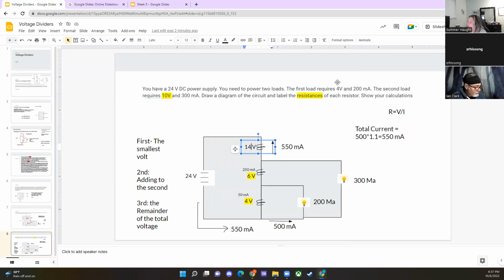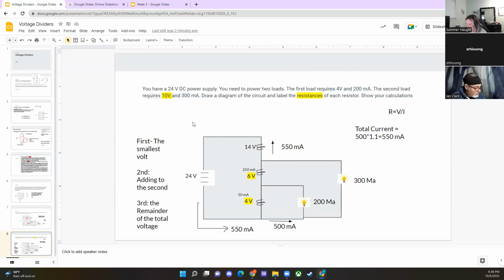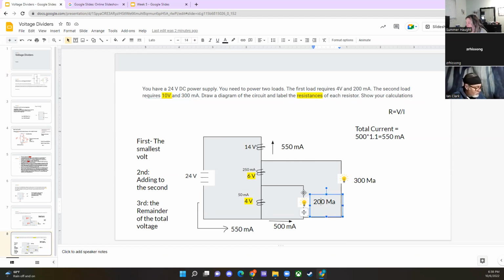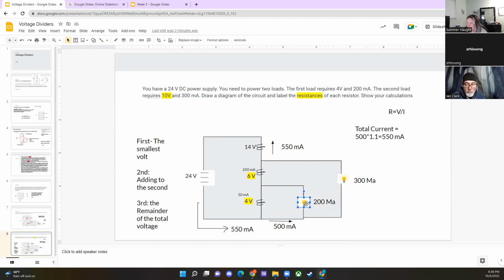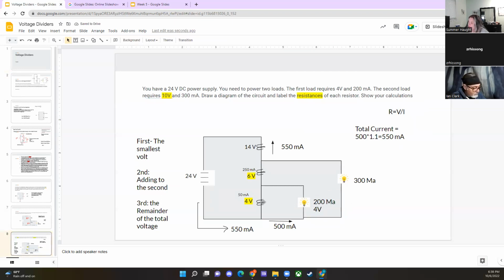We were given that the first load requires 4 volts and 200 mA. The second load requires 10 volts and 300 mA. So the smaller one is in the smaller circuit. We know that first load, which is something like a light bulb, is 200 mA, and we're also going to write 4 volts here, because the 4 volts and 4 volts are parallel, so they're the same.